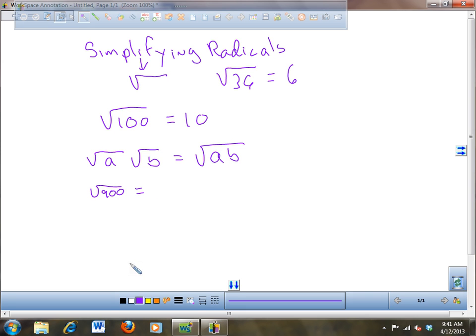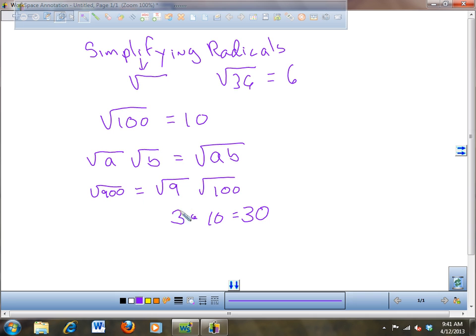What two square roots are in the square root of 900? What two numbers are in there? What do you know is in it? What can I divide into 900? 9 and what else? 9 times what? 9 times 100. Okay? What's the square root of 9? 3. And what's the square root of 100? 10. And what's 3 times 10? 30.